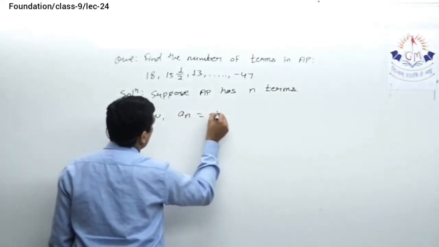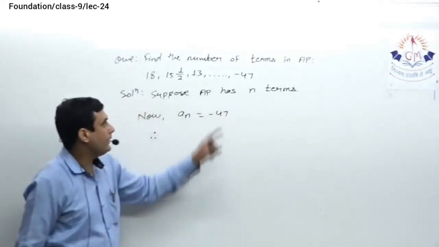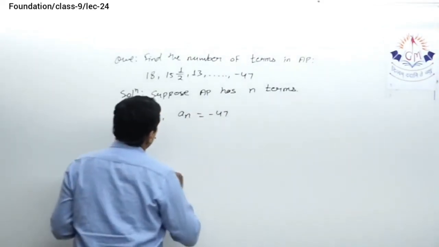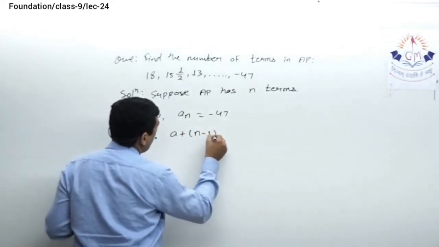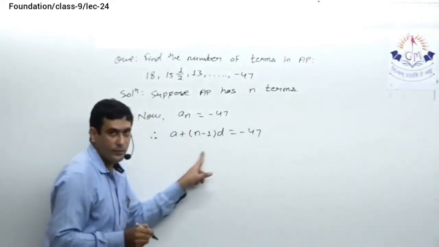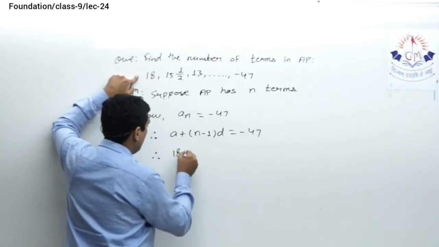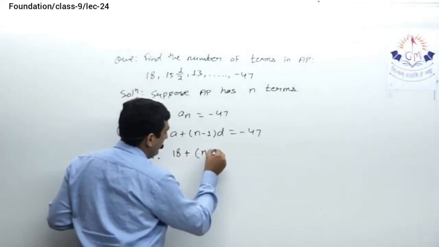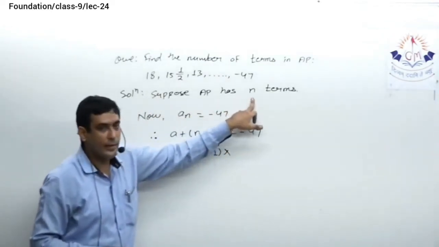Now AN is equal to minus 47. As the AP has N terms and this is the last term, AN equals minus 47. So A plus N minus 1 into D is equal to minus 47. The formula is A plus N minus 1 into D. Now A is 18, plus N minus 1. N is not given, we have to find N. We assume the AP has N terms.